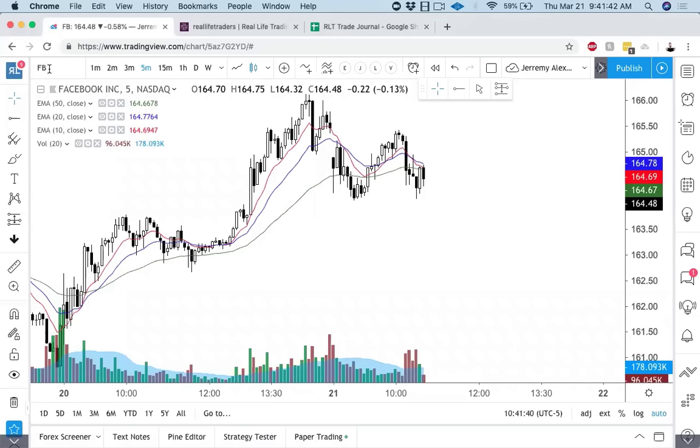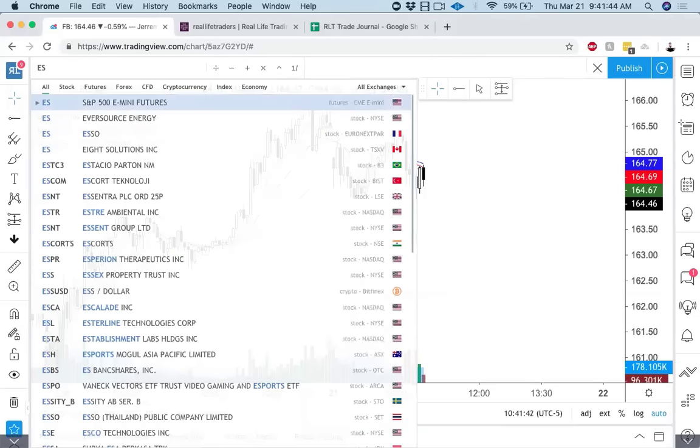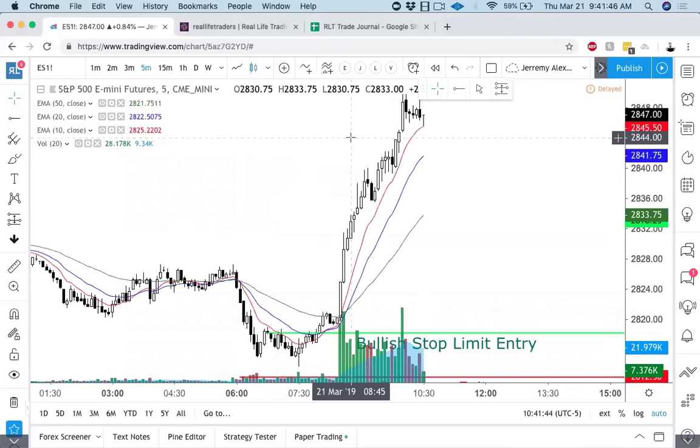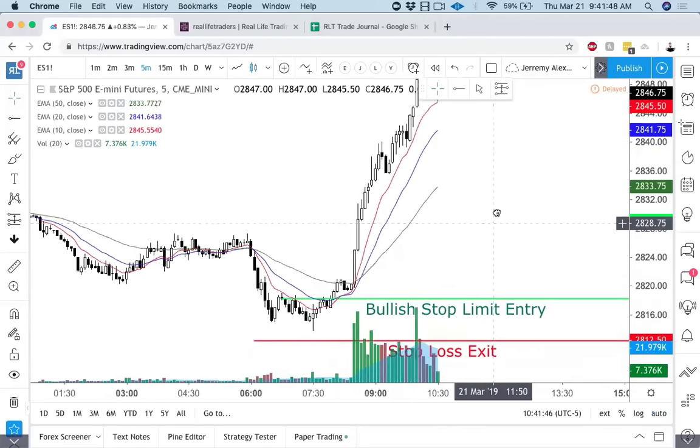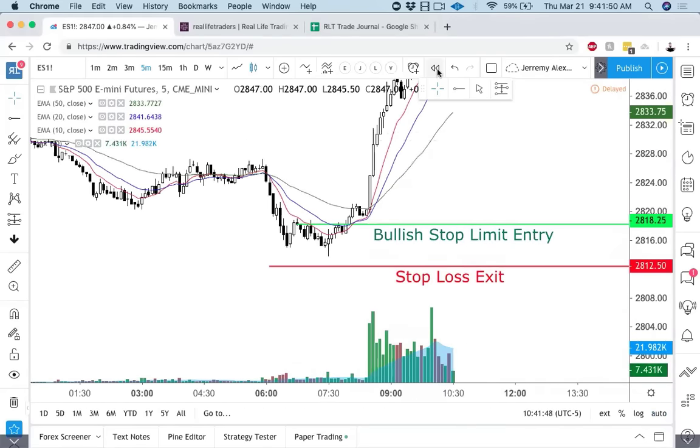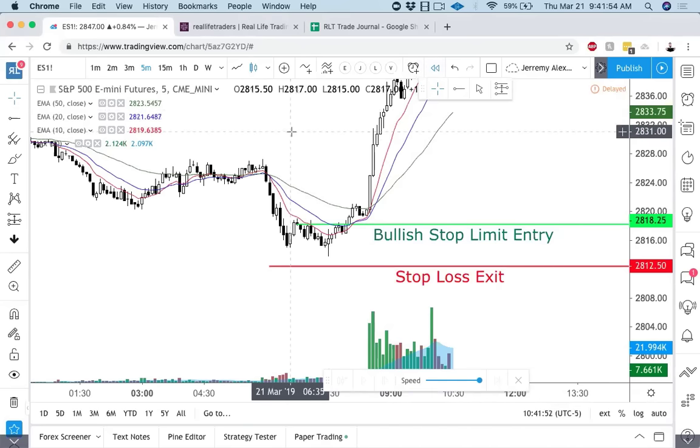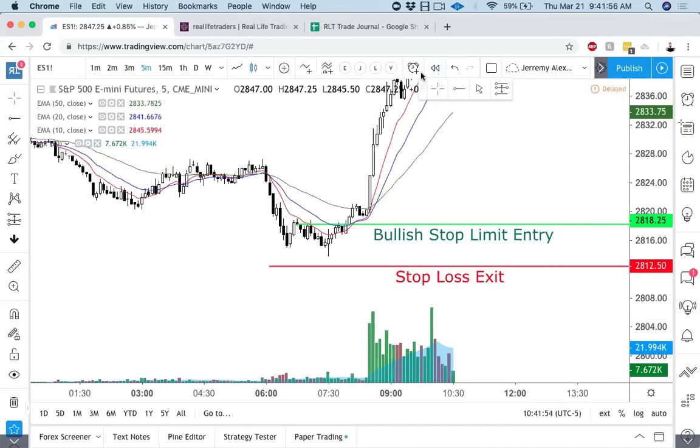I'm going to talk about a particular trade that I placed earlier today based entirely on volume. And in order to do that, I'm going to go back in time. So this is the E-minis, which is the futures contracts for the S&P 500.